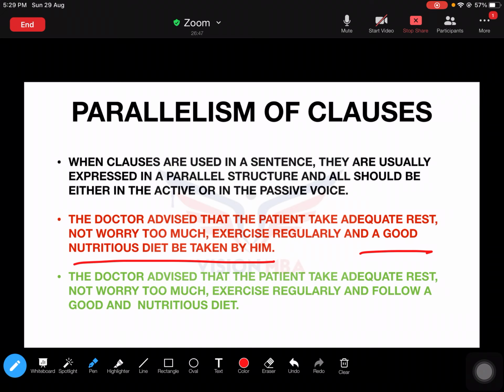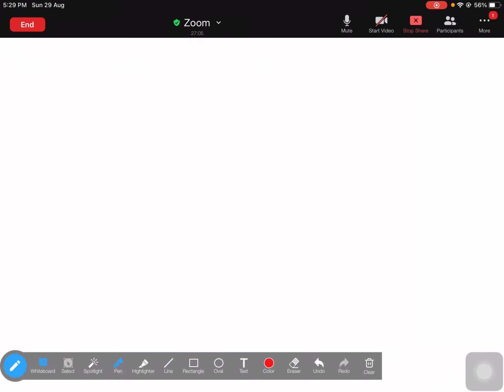The things which they are talking about are not in one form. They should either be in phrase or clause. If I'm using clauses, I should keep on using clauses. If I'm using phrases, I should keep on using phrases. Now, let me give you one more example.